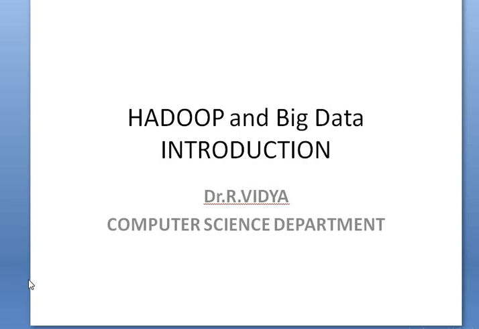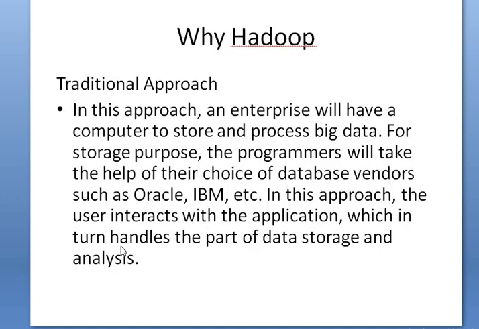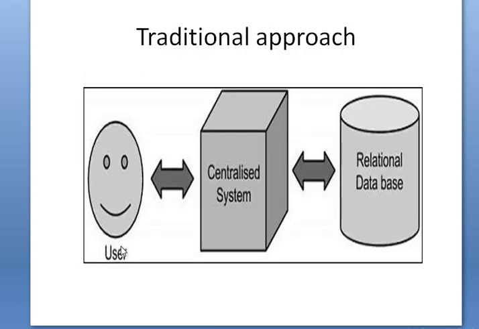Listen, today we are going to see the 5th unit, Hadoop and Big Data and its introduction. In our traditional approach, an enterprise will have a computer to store and process big data. For storage purpose, the programmers will take the help of their choice of database vendors such as Oracle, IBM, etc. In this approach, the user interacts with the application, which in turn handles the part of the data storage and analysis. See here, we are having the centralized system, the user, interconnected with the relational database. This is our traditional approach.